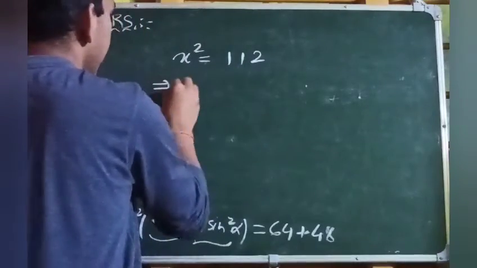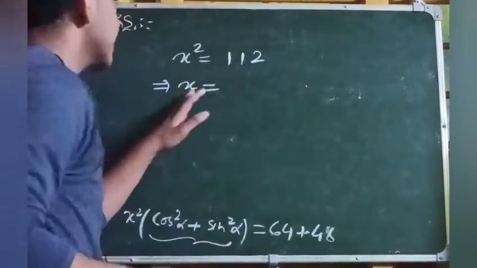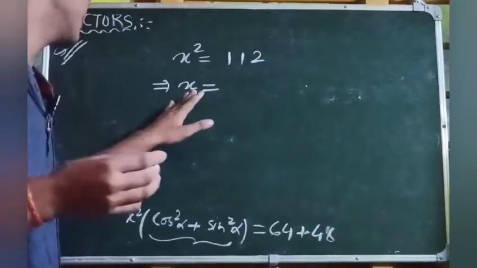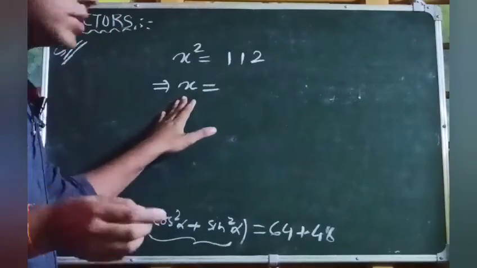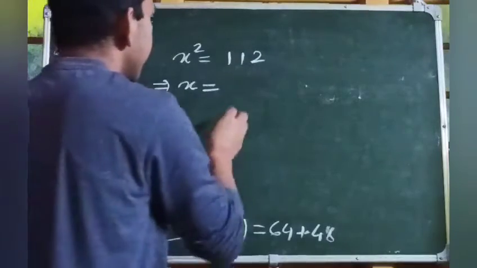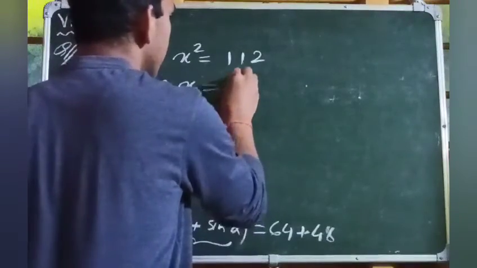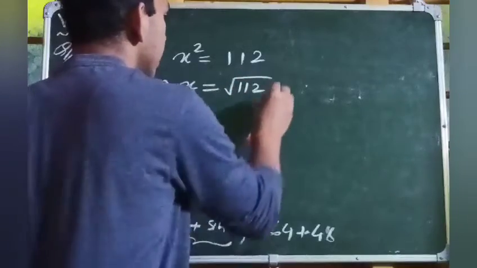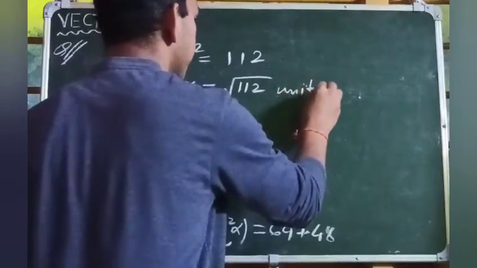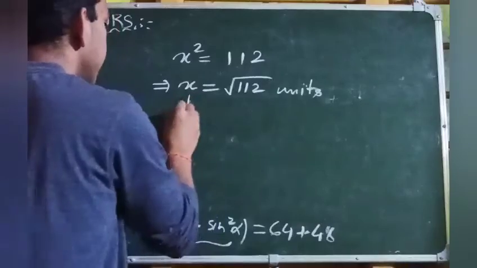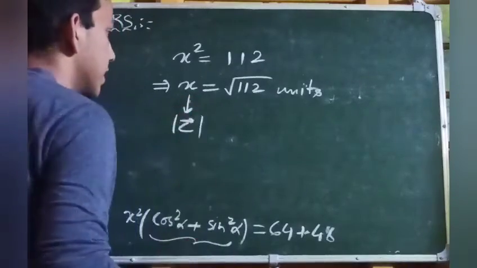So the value of x, since x represents the magnitude of a vector, is either positive or 0. It can never be negative. So we can ignore the negative sign and we can write x is equal to root under 112 unit, which is basically mod of C vector.